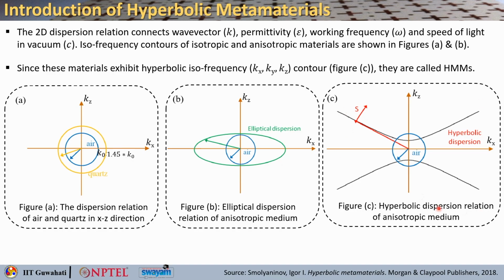What is more interesting, and why we are showing the isofrequency contour in the case of hyperbolic metamaterial, is that here you see they can extend up to very large values of wave vector. And the Poynting vector is normal to the contour, right. This is for reference, showing the wave vector in the air medium, right.